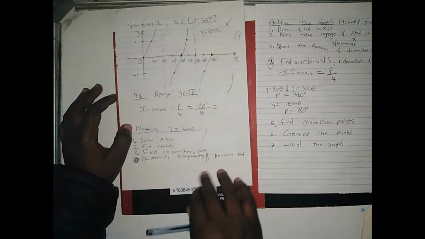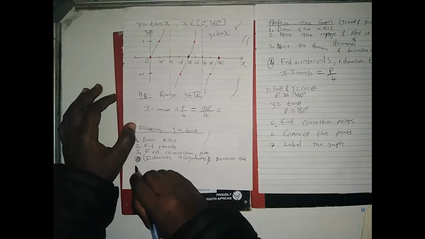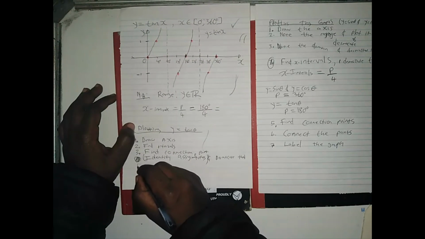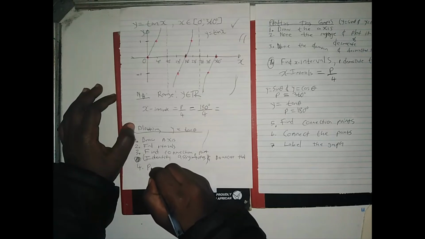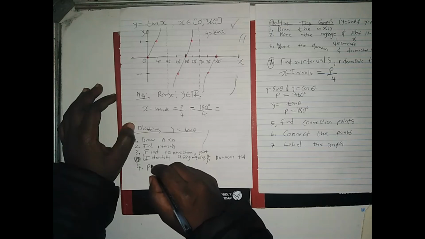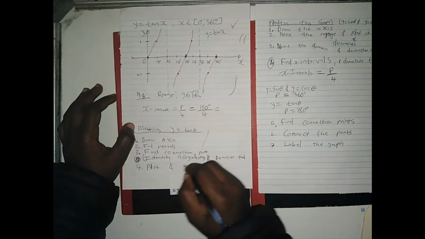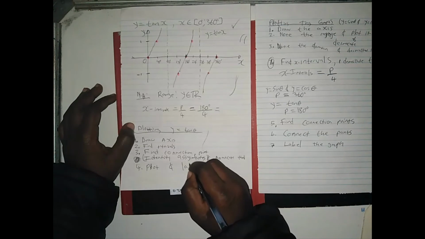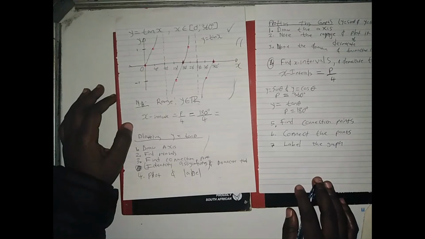All right. But don't worry. These graphs are not complicated. You will actually get them. They are very easy. Just use them. So you identify the asymptotes and you demarcate them. And then number 4, you plot and label. Okay. So that is how you plot y is equal to tan x.